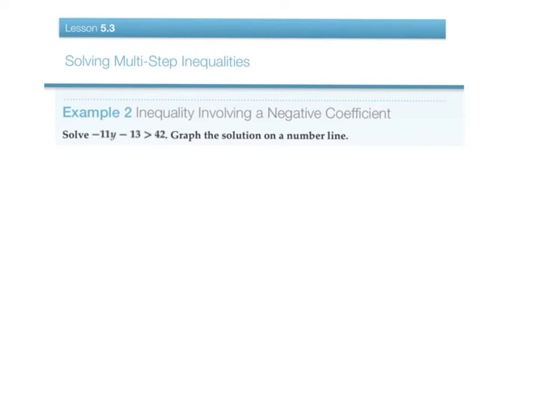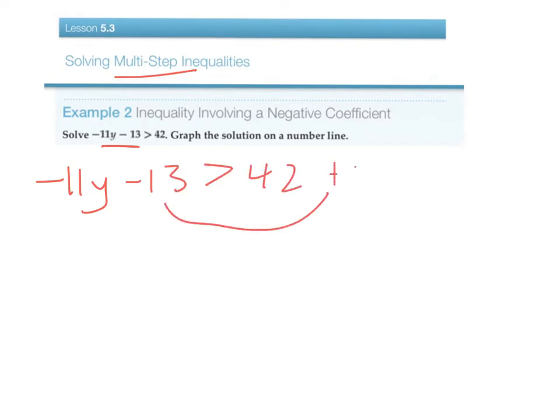To do a multi-step inequality means you're going to do more than one step to solve it. When we have our inequality here, we need to get rid of the negative 13 and the negative 11. So I'm going to move the negative 13 over, and when I move it to the other side, it becomes a positive 13. So now I have a negative 11y greater than, when I add that, 55.